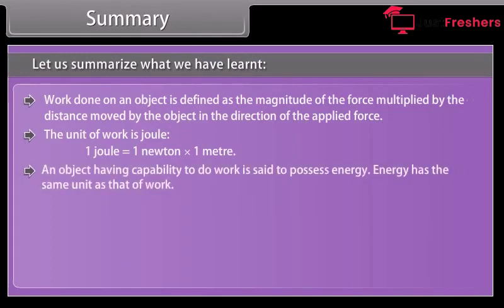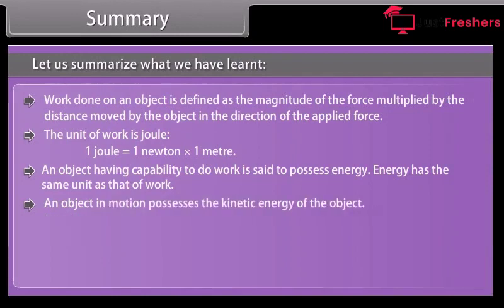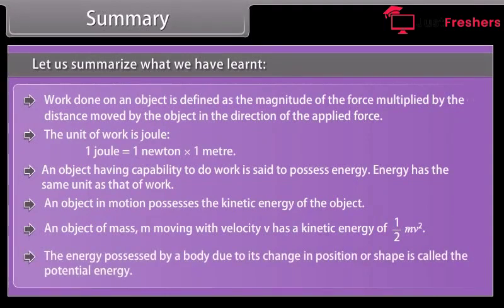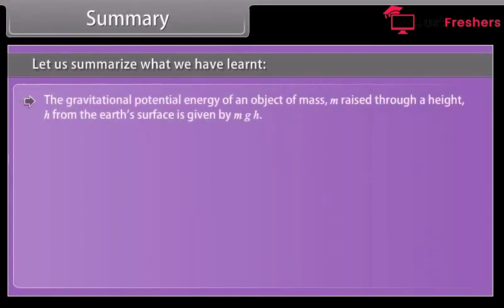An object having capability to do work is said to possess energy. Energy has the same unit as that of work. An object in motion possesses kinetic energy. An object of mass m moving with velocity v has a kinetic energy of 1/2 mv square. The energy possessed by a body due to its change in position or shape is called the potential energy. The gravitational potential energy of an object of mass m raised through a height h from the Earth's surface is given by mgh.